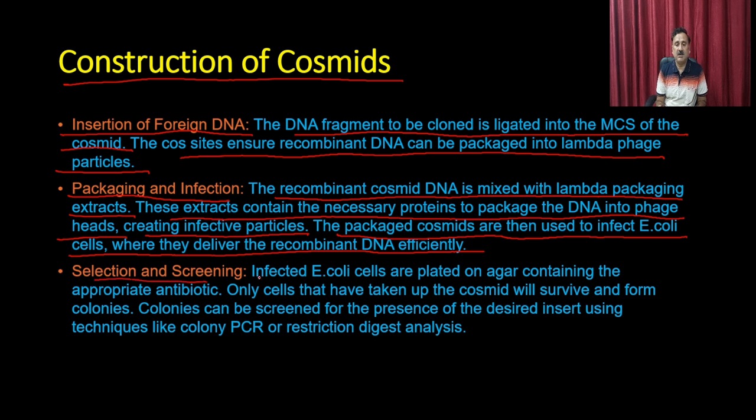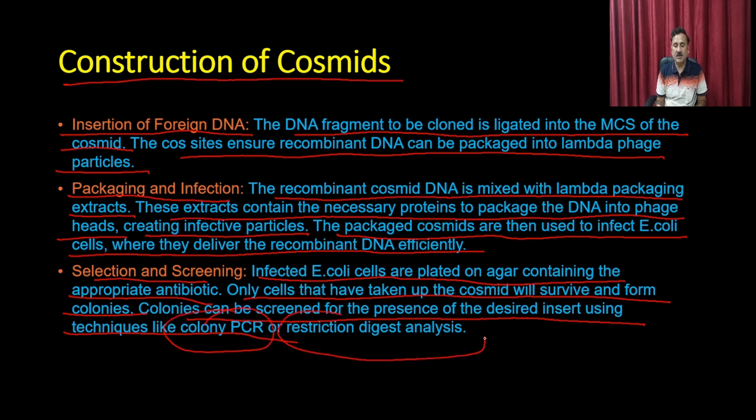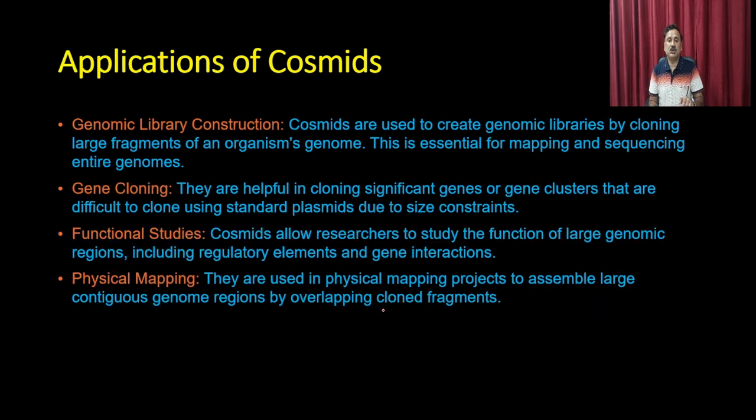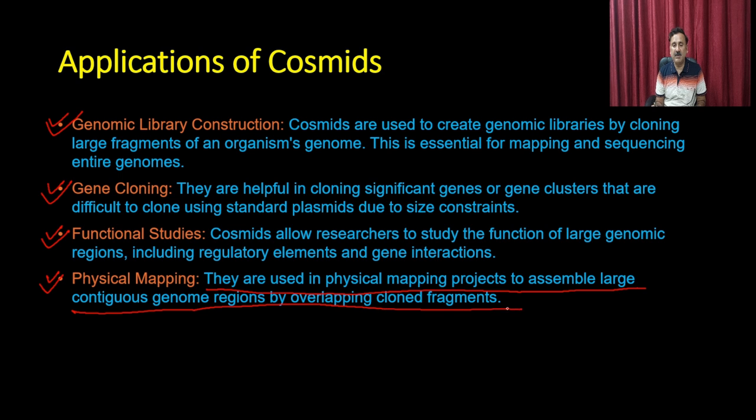Selection and screening. Infected cells are plated on agar containing the appropriate antibiotic. Only the cells that have taken up the cosmid will survive and form colonies. Colonies can be screened for the presence of the desired insert using techniques like colony PCR or restriction digestion analysis. Now, what are the applications of the cosmids? You can use them for genomic library construction, for gene cloning, for functional studies, and for physical mapping. They are used in physical mapping projects to assemble large continuous genome regions by overlapping the cloned fragments.